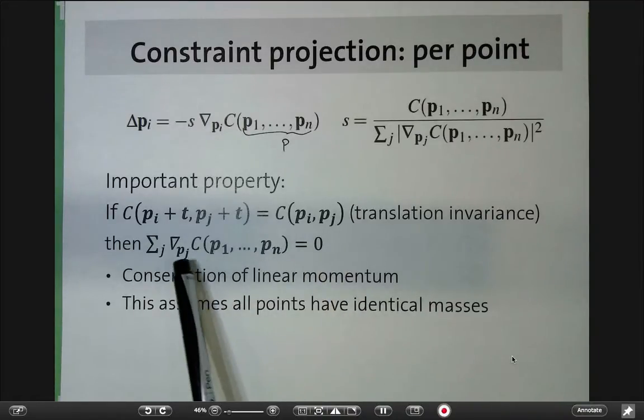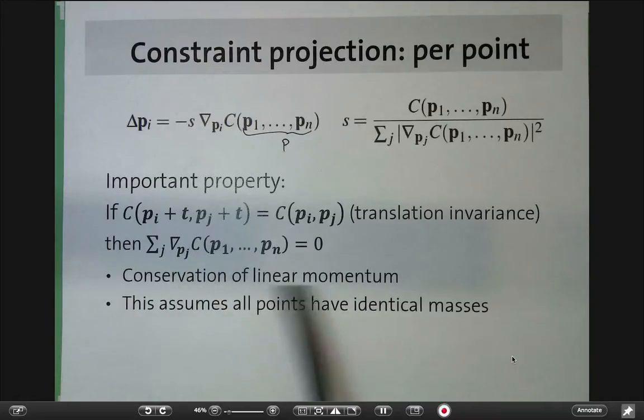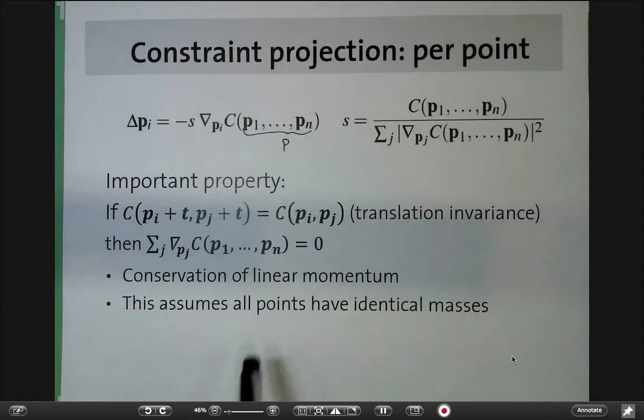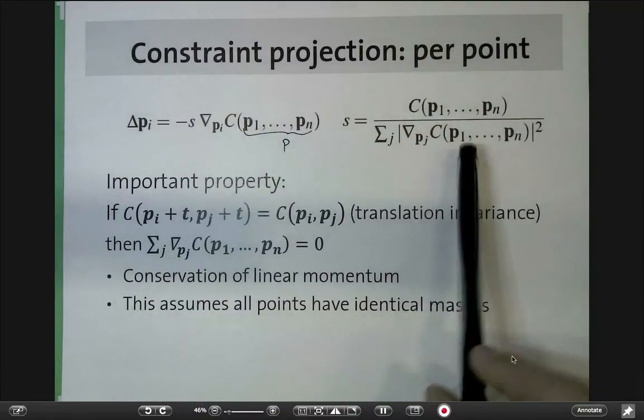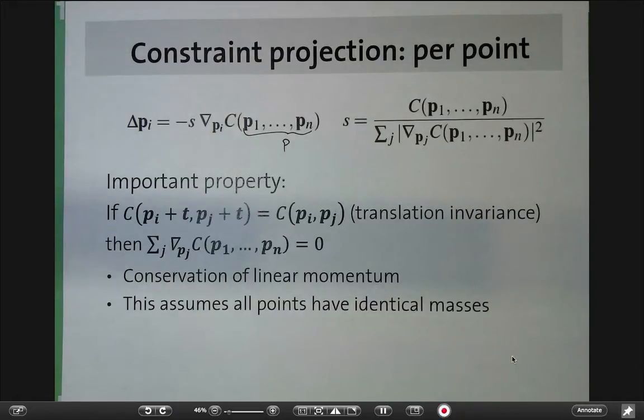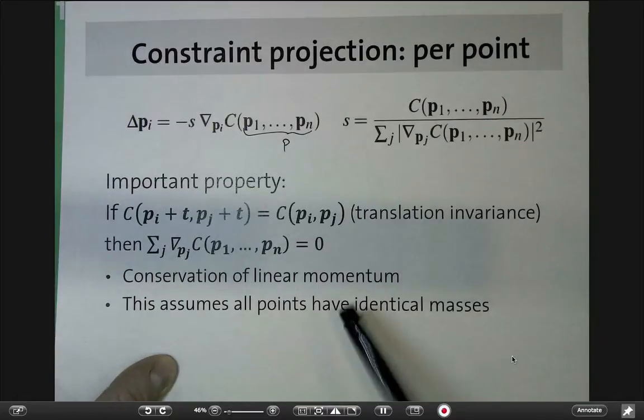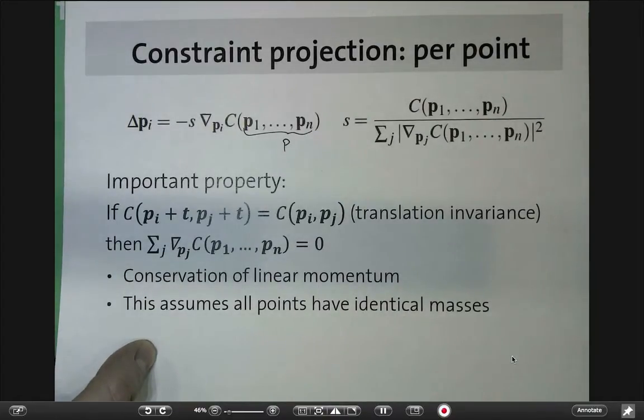So what we need from the constraints is to conserve linear momentum, and the same thing also for angular momentum. In the case of all particles having identical masses, or having masses 1, that's basically what this case corresponds to, then this is all we need. Now, if we want general masses, then we need to change the constraint projection a little bit. So this works for the case if all particles have exactly the same mass.